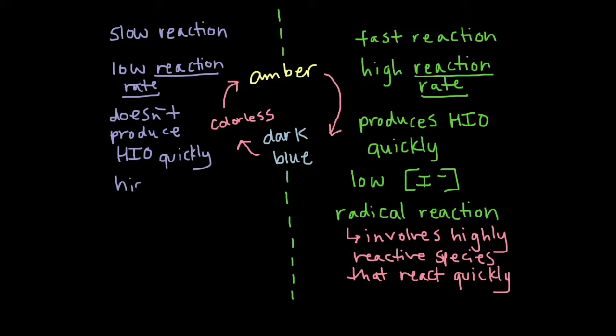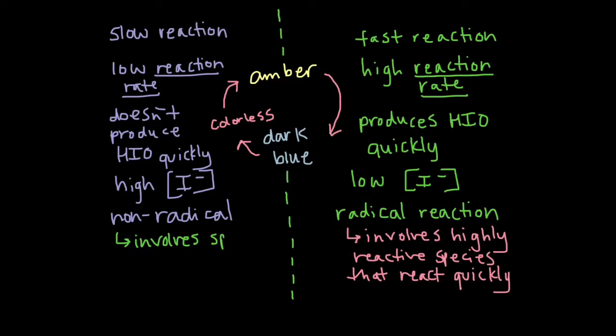In fact, this side of the reaction, or this step of the reaction mechanism, leads to an increase in the concentration of iodide, which is what yields that amber color. This process is non-radical, which means it involves species that do not react readily or quickly. And that is why we see on this side of the reaction that the color in the vessel changes from dark blue to colorless and then to amber versus instantaneously from amber to dark blue.